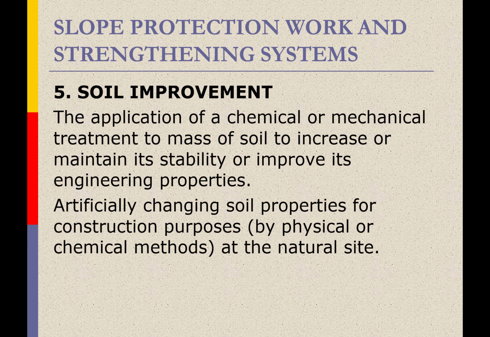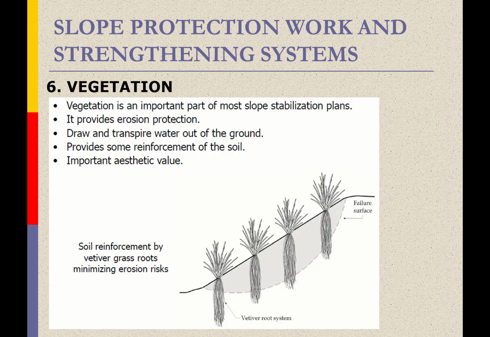So other soil improvement is the application of chemical or mechanical treatment. Okay, for example, you are putting Gunite spray on the surface of the slope. And of course, a lot more methods can be used on the site. Okay, this is more likely an eco-friendly way of protecting your slope.